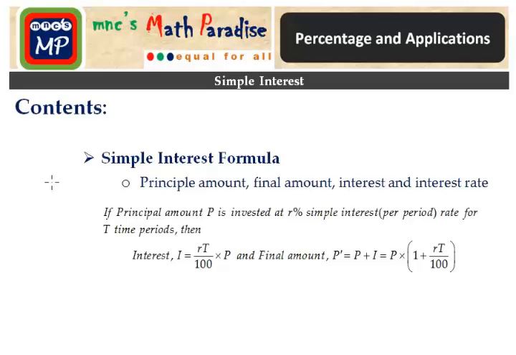In this lesson video, we will learn to work with simple interest. First, we will find the simple interest formula, and then based on that formula, we will learn how to calculate principal amount, final amount, interest and interest rate when some of the quantities are given and some of the unknown quantities will be asked to find.